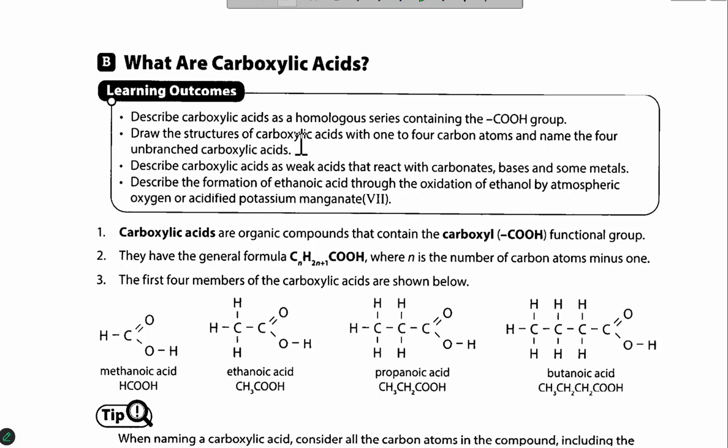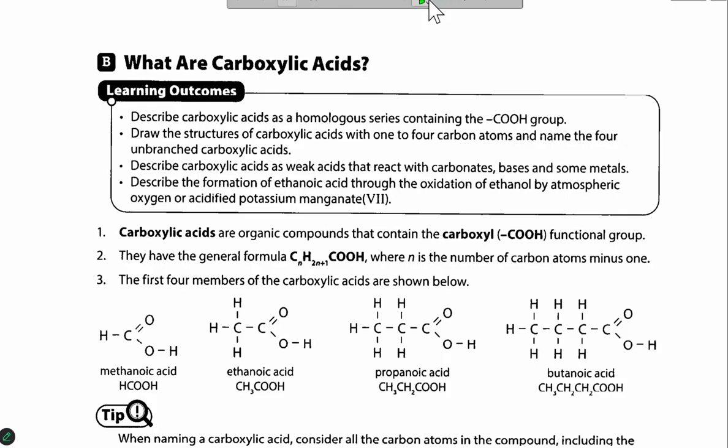Okay, this is recording on the second part of chapter 20, alcohol and carboxylic acid. So this is carboxylic acid. Under carboxylic acid, later we also learn about esterification as part of reaction of carboxylic acid and alcohol. So what is carboxylic acid?